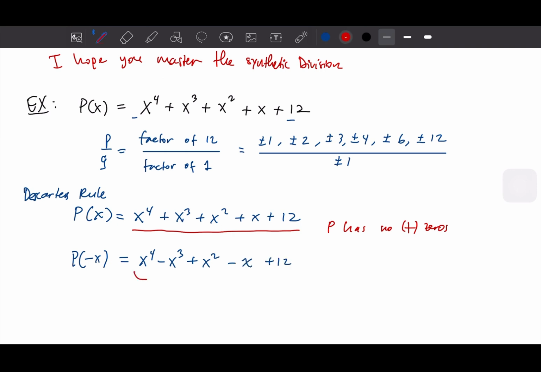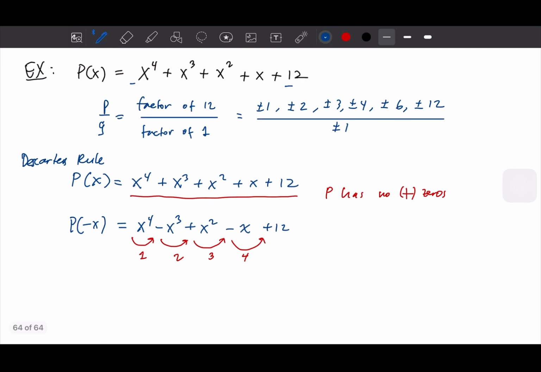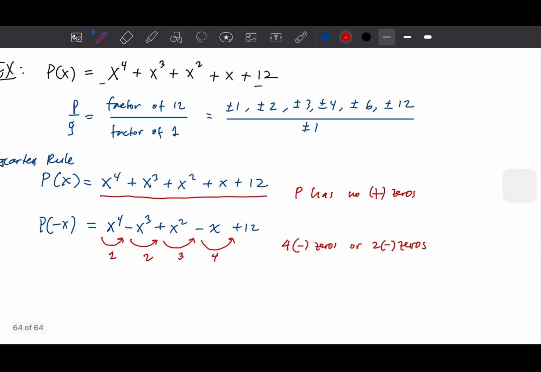And we have 1, 2, 3, and then 4. So we have 4. What should we write for the 4 variations? So 4 negative zeros, or 2 negative zeros. And since 2 is still, we can write also 0 negative zeros.